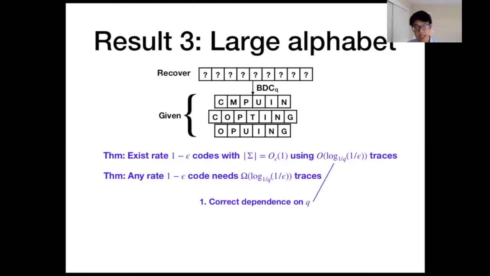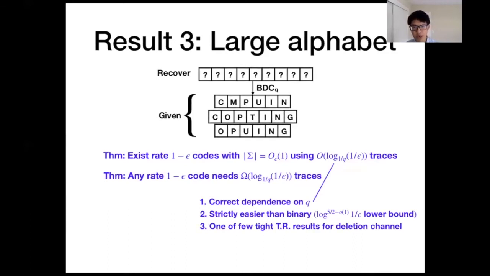A couple of things to note: we even get the correct dependence on q in the number of traces. And our upper bound is log 1 over epsilon, which is strictly better than the binary lower bound of log to the 5 halves 1 over epsilon. So large alphabet coded trace reconstruction is strictly easier than binary coded trace reconstruction. And lastly, as far as we know, this is one of the few tight trace reconstruction results for the deletion channel. So in the remainder of the talk, I'll sketch the ideas and the proofs of these results, and I'll focus on the large alphabet results.